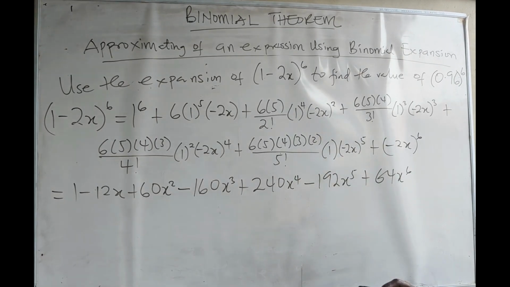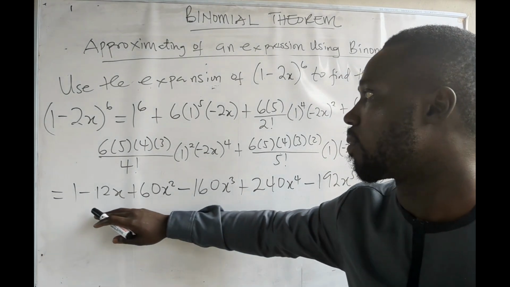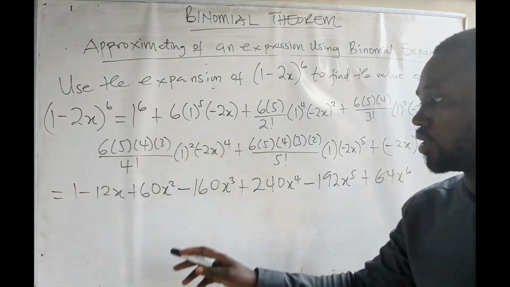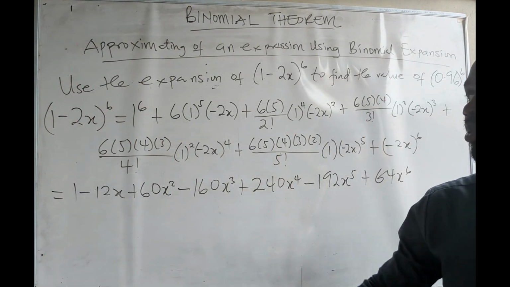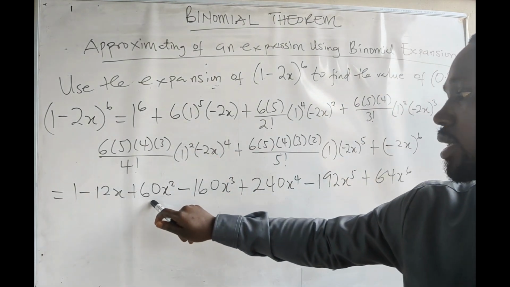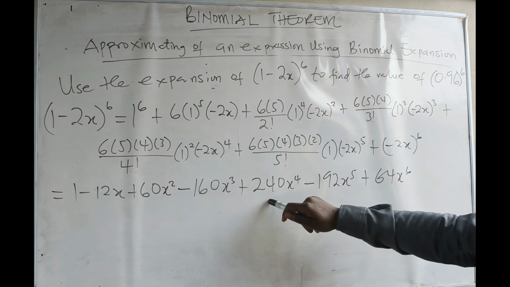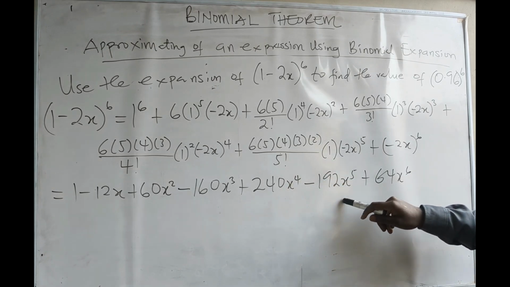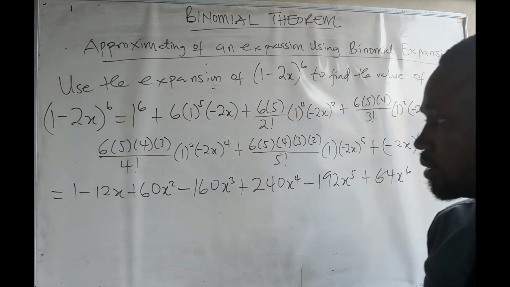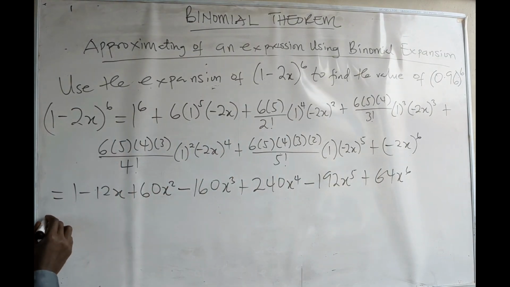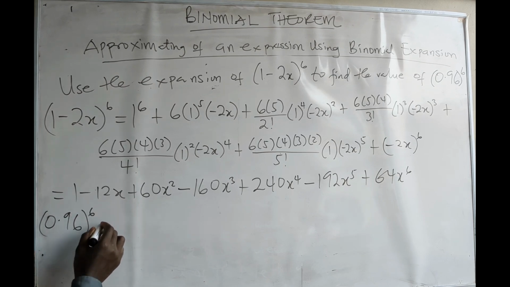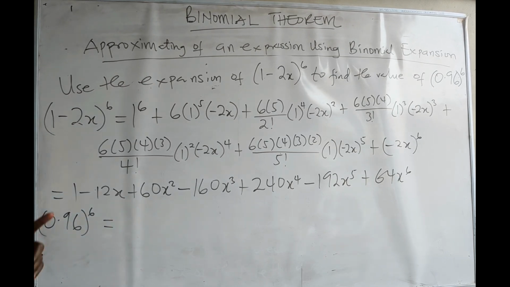So this is what we have for our binomial expansion of 1 minus 2x all to the exponent of 6. And we are going to use this expansion, 1 minus 12x plus 60x squared minus 160x cubed plus 240x exponent 4 minus 192x exponent 5 plus 64x exponent 6, to expand 0.96 exponent 6.